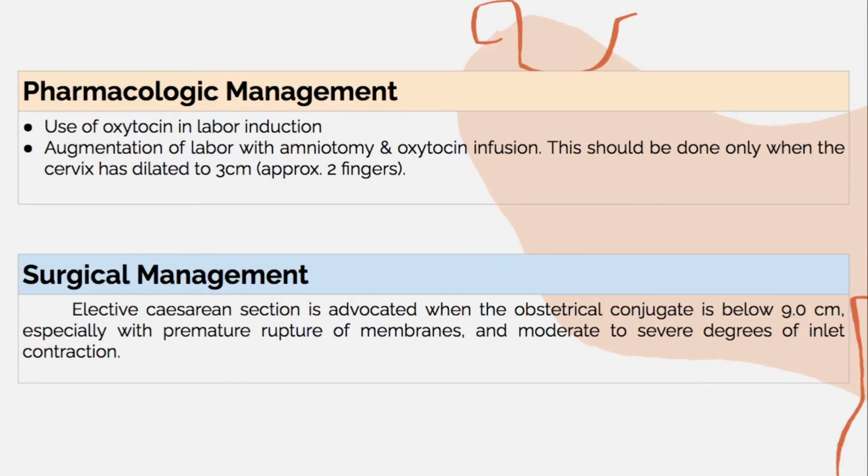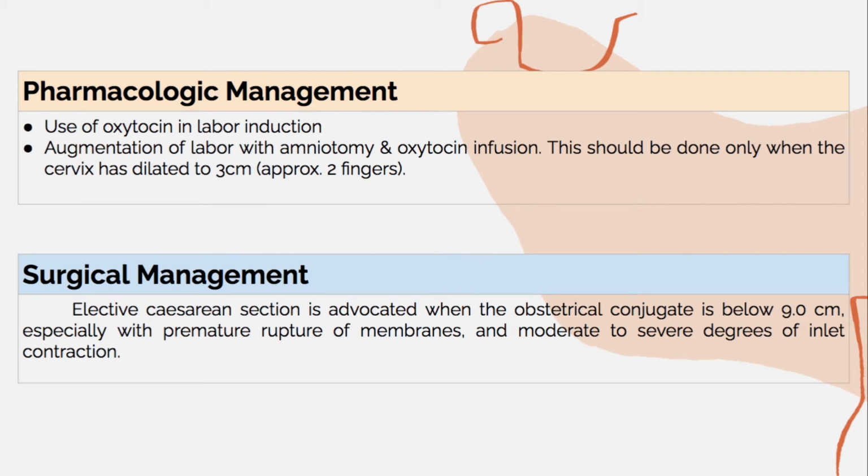For pharmacologic management, when labor induction has been considered, oxytocin is used to stimulate labor. The labor should ideally be spontaneous in onset, but in cases where the labor fails to start even on the due date, induction of labor may be done. Augmentation of labor with amniotomy and oxytocin infusion should be done only when the cervix has dilated to 3 centimeters or approximately 2 fingers.